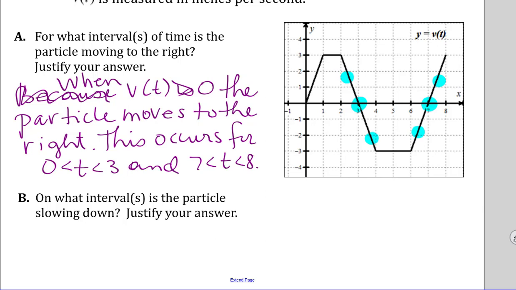Okay. And then finally for D, on what time interval is the acceleration 0? And so we have acceleration of 0 when we've got these horizontal line segments. Okay? And so that happens from 1 to 2 and also from 4 to 6.